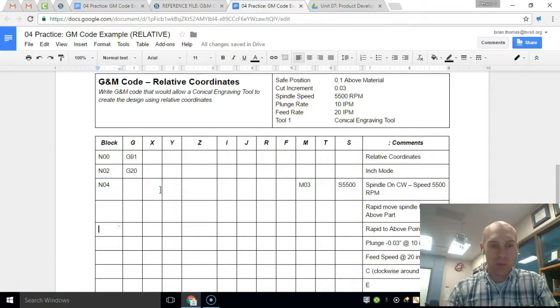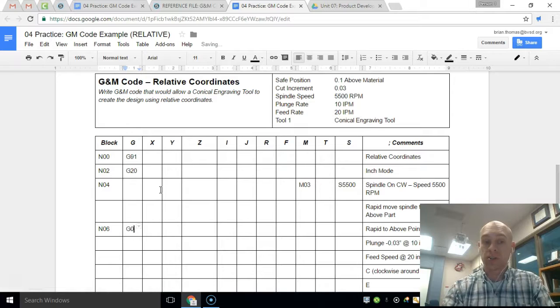So I'm going to go down here to rapid above. So I'm going to call this my N06. And rapid, remember, is G00. And I'm going to go X negative 0.2, Y 0.4. Now I need to plunge. So when I'm plunging, I need to plunge at a specific feed rate. So that's a G01. And my feed speed is F10.